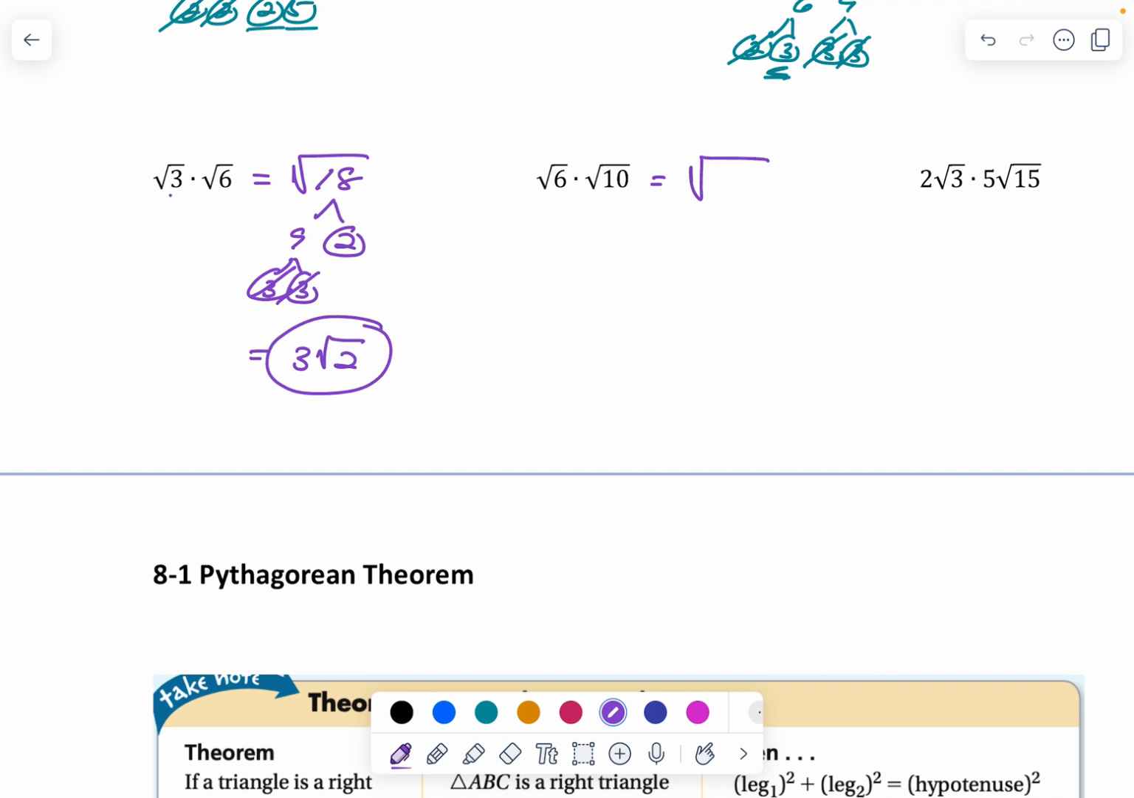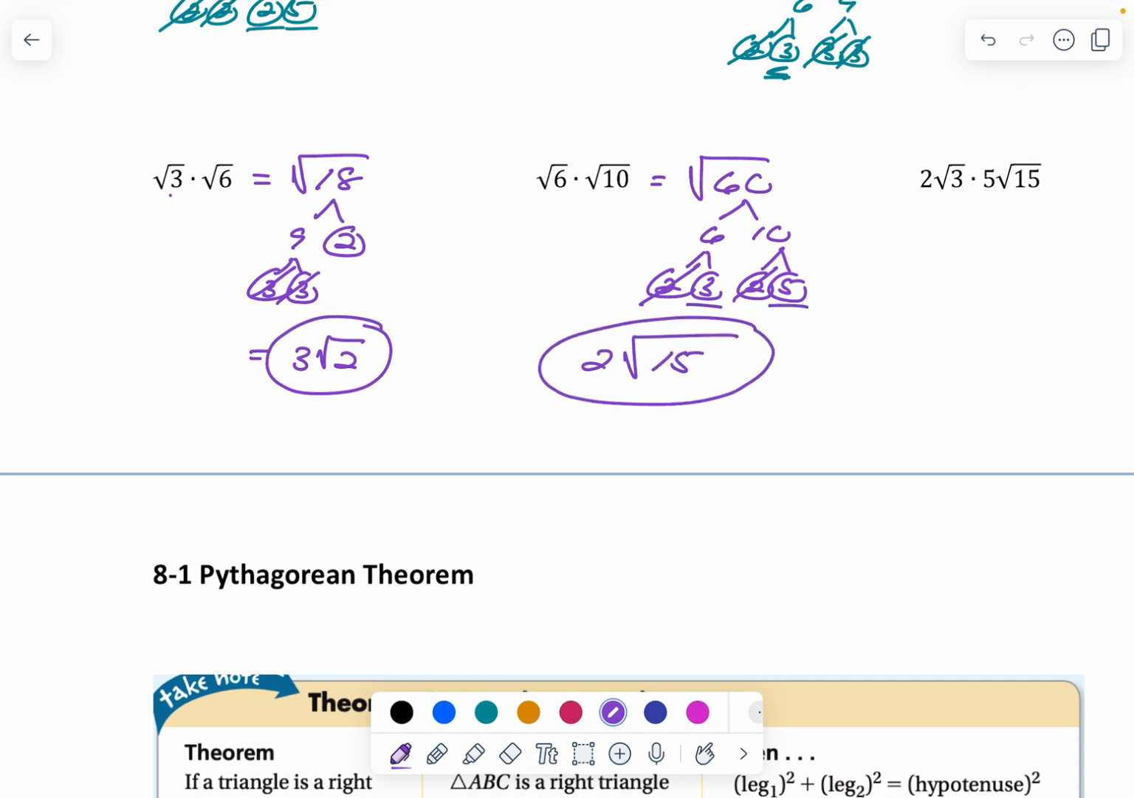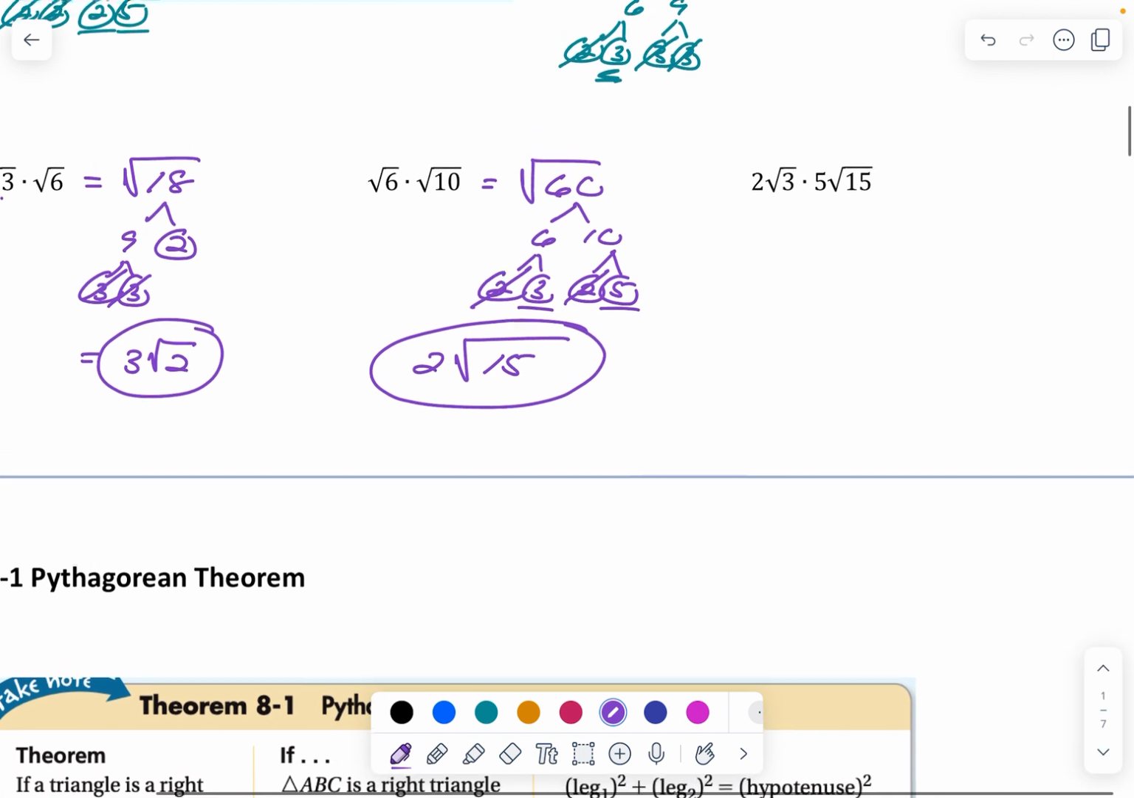This is going to be 6 times 10, the square root of 60. Now we can break it up just the way it was, 6 times 10. However you break it up, it doesn't matter. We end up with the same numbers at the end. A pair of 2's comes out, so 2 comes out. 3 times 5 stays inside, so that's that.